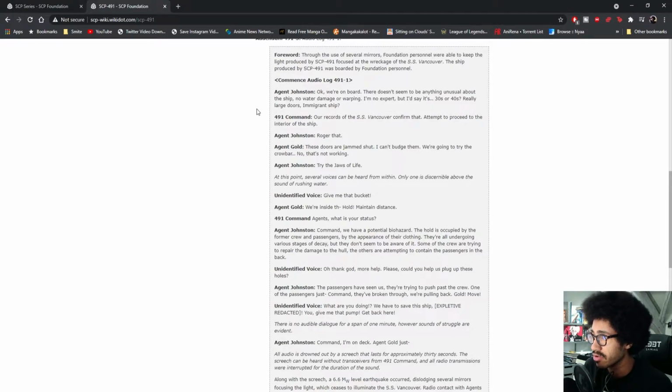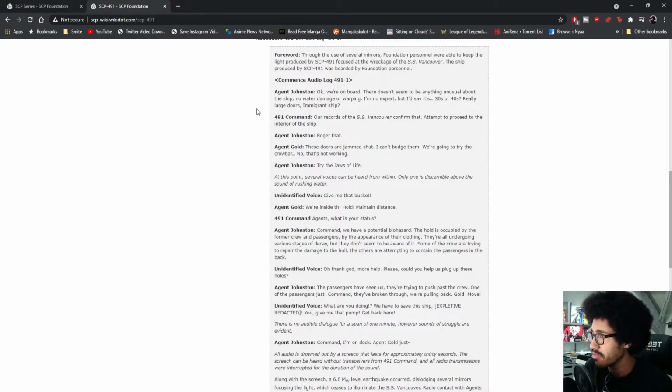Records of the SS Vancouver confirm that. Attempt to proceed to the interior of the ship. What is that? These doors are jammed shut. I can't budge them. We're going to try the crowbar. Nope, that's not working. Try the jaws of life.